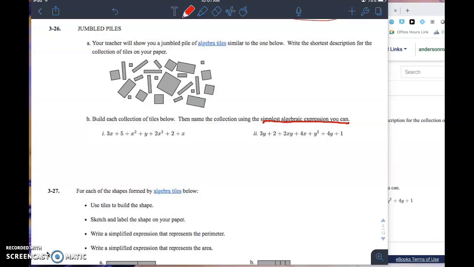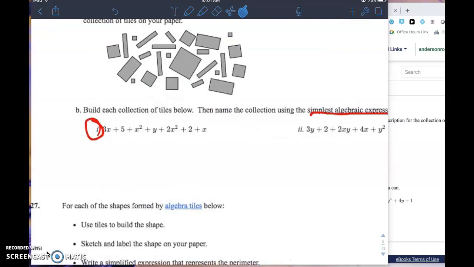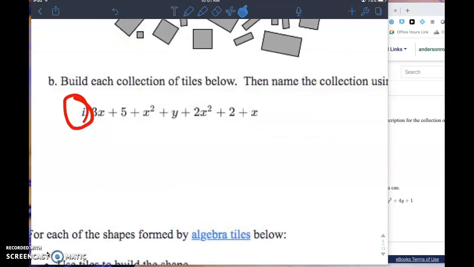Now, I went ahead already prior to starting this video, and I did the building for us. So I'm going to show you that in just a second here, but let's start with this first problem because this is a pretty good problem to get our feet wet with, revisit that combining like terms idea, and then also reintroduce some algebra tiles. So we've got 3x plus 5 plus x squared plus y plus 2x squared plus 2 plus x.